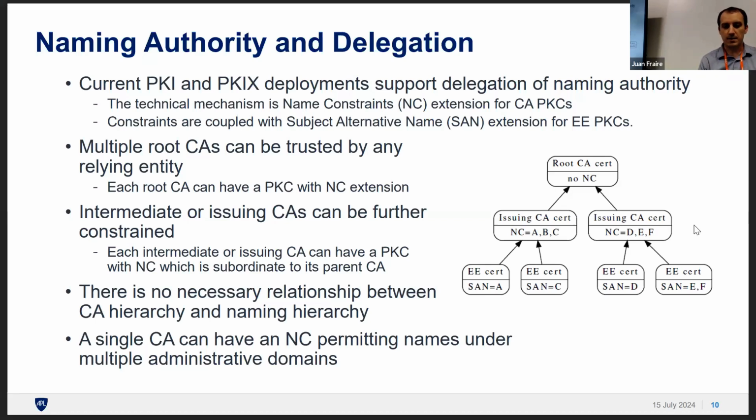And the benefit here is that there's no necessary relationship between CA hierarchy and naming hierarchy, in the sense that in a federated environment, you can have multiple organizations that have allocated names, all delegating their names to the same CA because they want to share that infrastructure. And vice versa, a single CA can be delegated a portion of an organization's namespace because that's convenient to do.